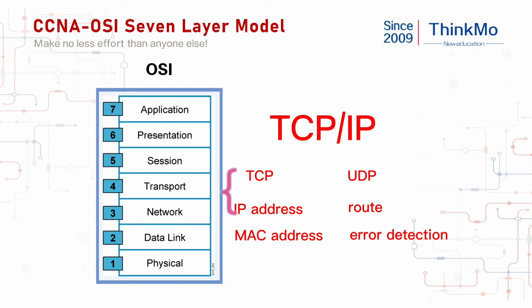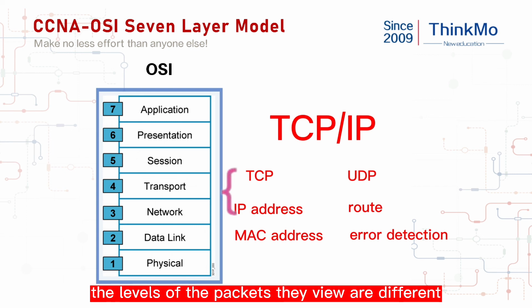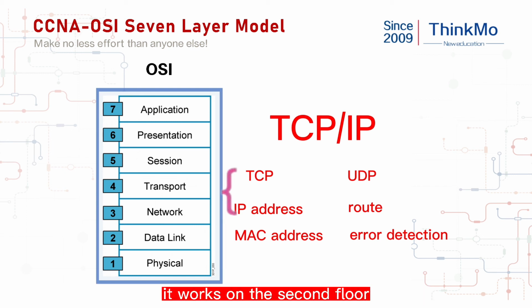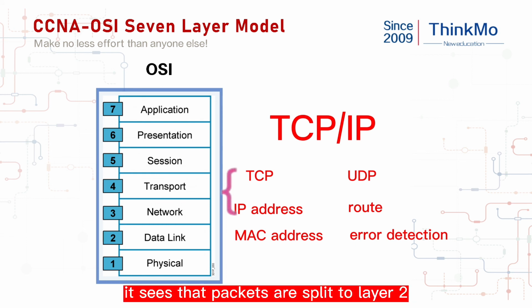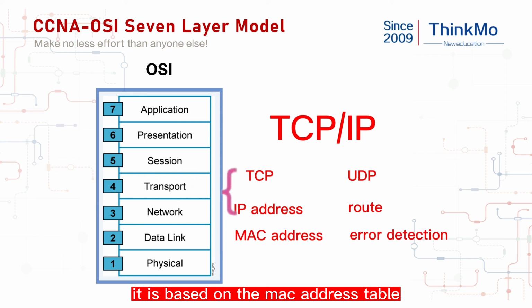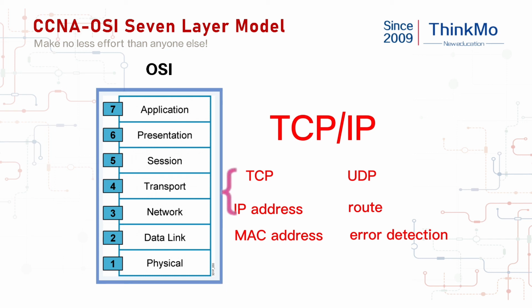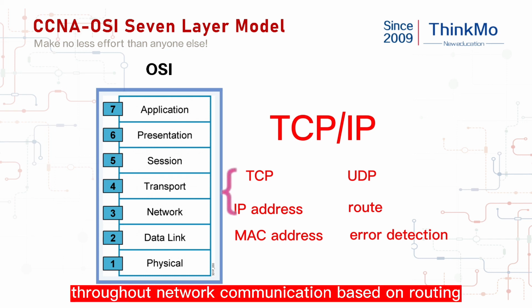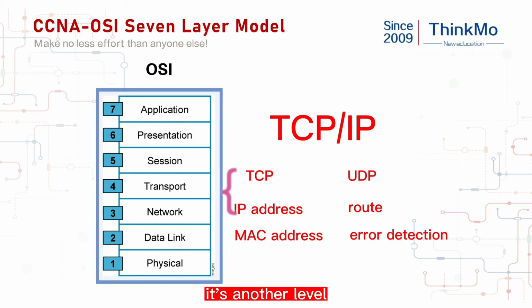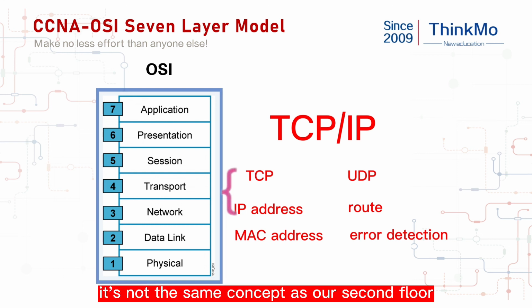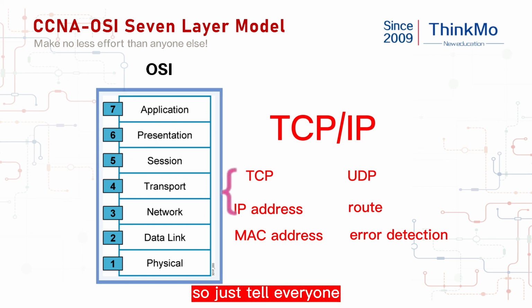Switches and routers, at this stage: first, the levels of the packets they view are different. It works on the second layer. It works on 3 layers. It sees that packets are split to layer 2. It sees the packets are split into 3 layers. It is based on the MAC address table to perform data forwarding on the link. It provides data forwarding throughout network communication based on routing. Because query routing is another level, it's not the same concept as our second layer. So just to tell everyone, there is no essential difference between a switch and a router.